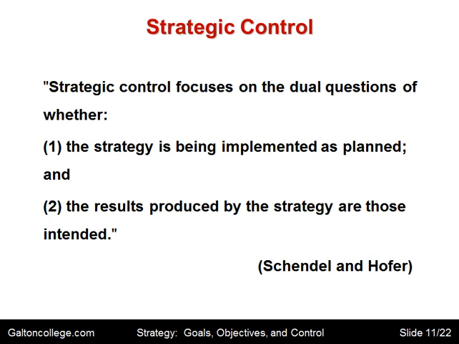Now, first of all, is the strategy being implemented as planned? Having got a strategy, it's important that it is implemented as it is planned out. Otherwise, the implementation may be, first of all, inefficient, but also, secondly, may not be precisely what was intended. And the strategic intent is important, because that's what was intended at the outset. We'll talk very briefly at the end about strategic intent. But the results produced by the strategy, are they those that were intended? So there are two questions to be addressed under strategic control.